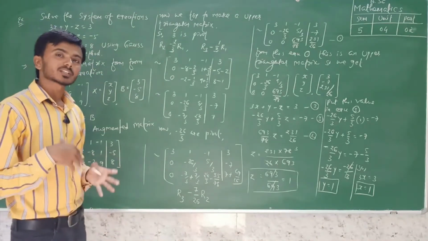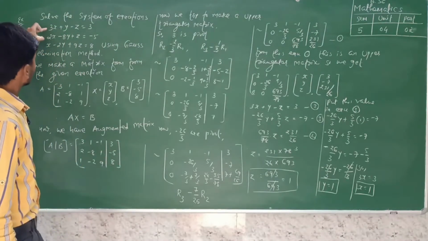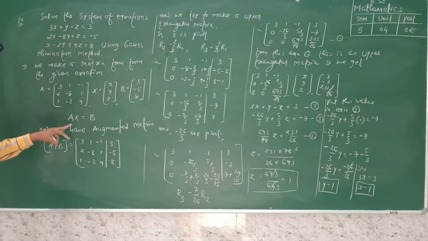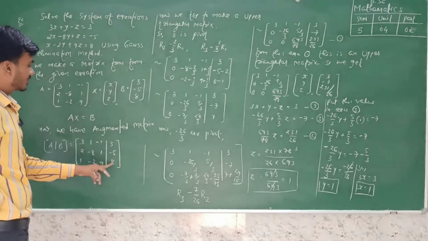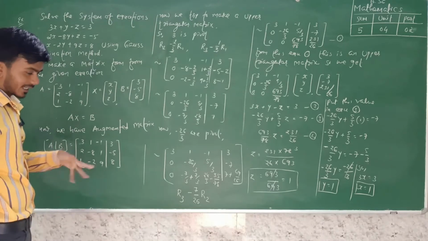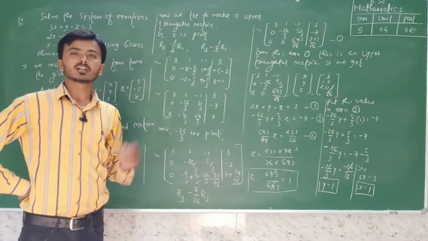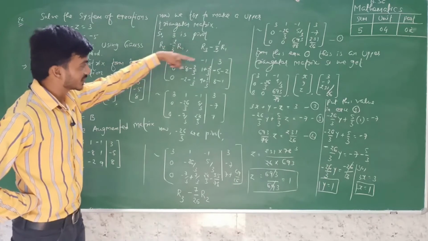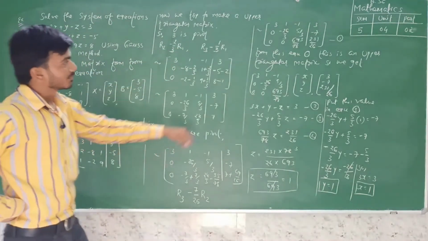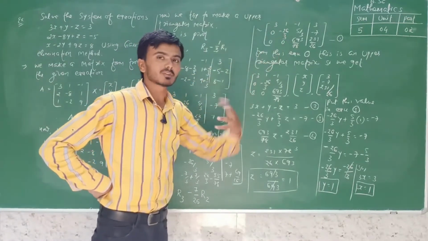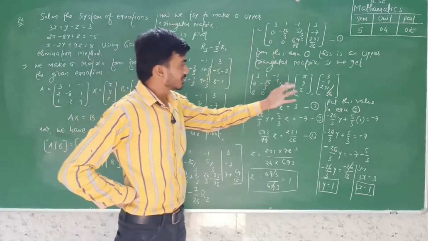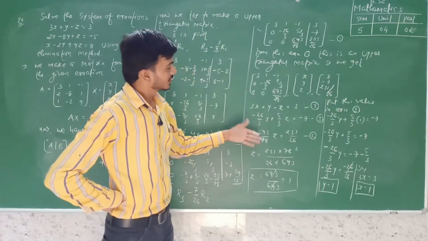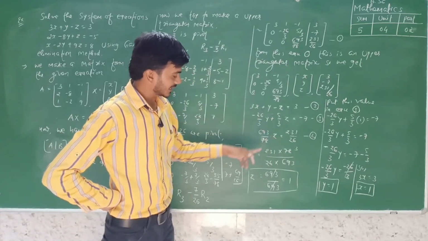In the Gauss elimination method, first of all we make a matrix form by using this system of equations, and we have an augmented matrix A and B. In this augmented matrix we try to make an upper triangular matrix by using only row elementary operations. Whenever we have an upper triangular matrix, it can be written in simple form, and from this we can get the value of z.